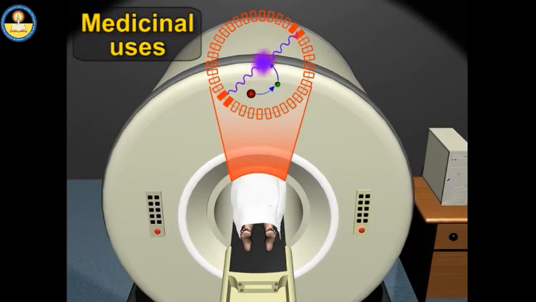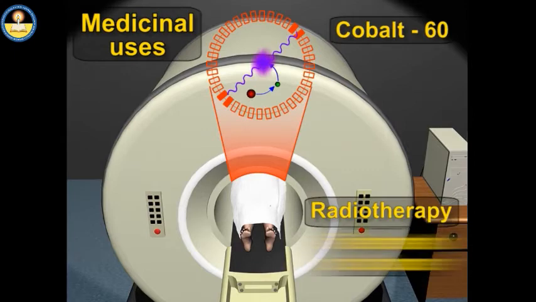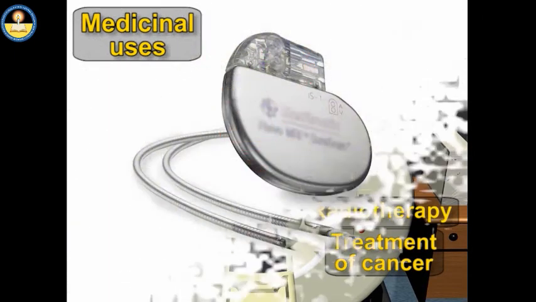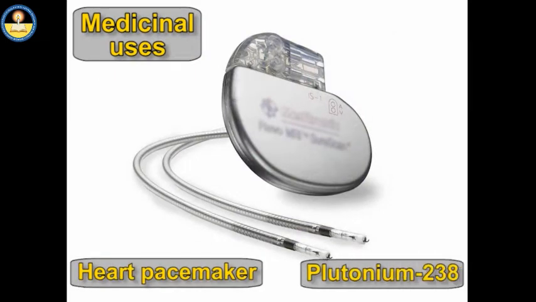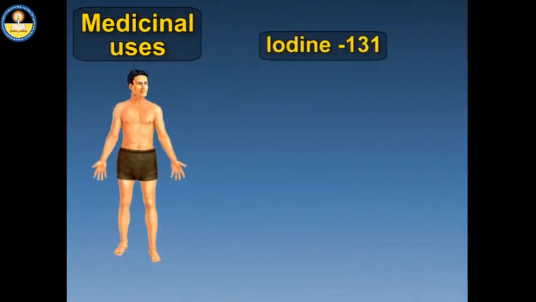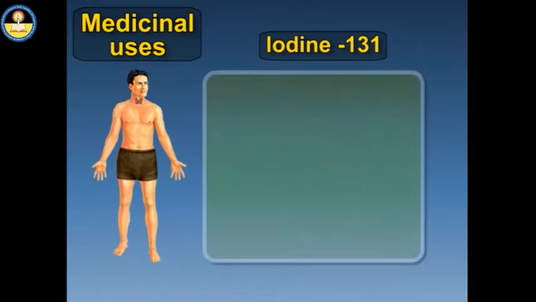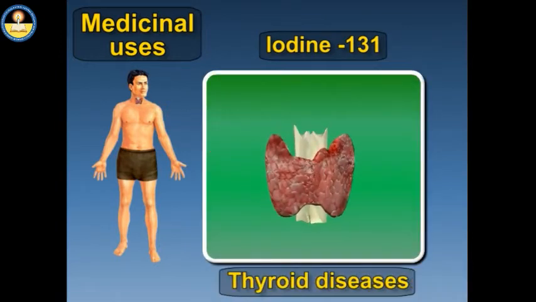Medicinal uses. Gamma rays emitted from cobalt-60 are used in radiotherapy for treatment of cancer. A heart pacemaker which contains plutonium-238 is used to regulate the heartbeat of patients with heart problems. Iodine-131 is used in the treatment of thyroid diseases.